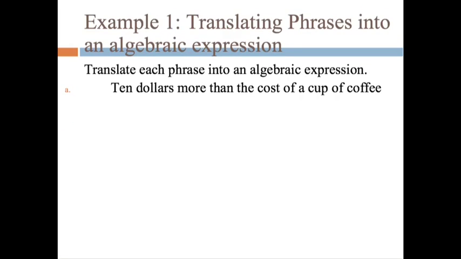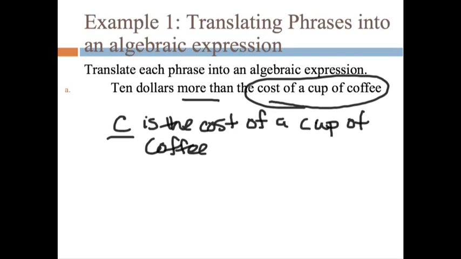$10 more than the cost of a cup of coffee. The word more lets us know that we're dealing with addition. We realize that the cost of a cup of coffee is our unknown. So this is where our variable will come in. So the first thing we really want to do is define our variable. This is a proper way to define your variable. List the variable you're going to use, C, and tell us what it is. C is the cost of a cup of coffee.